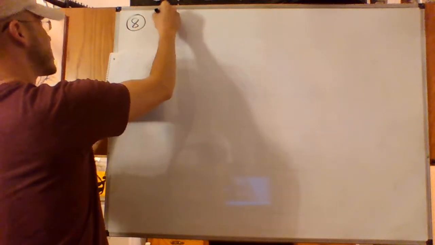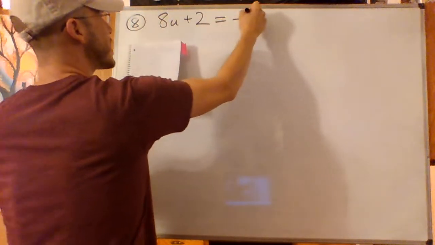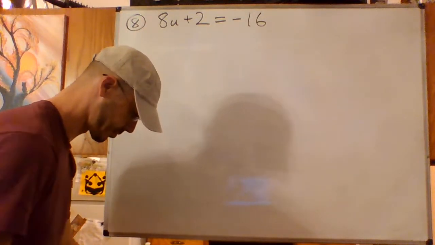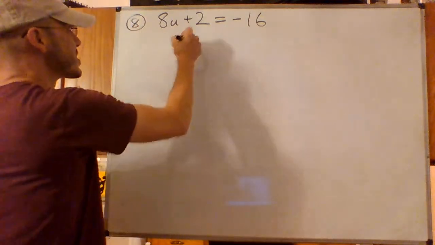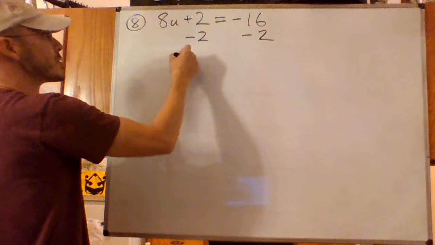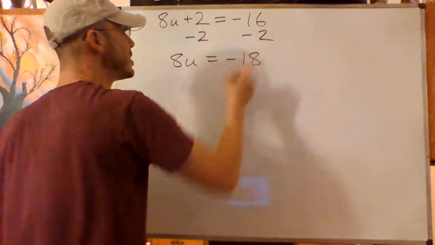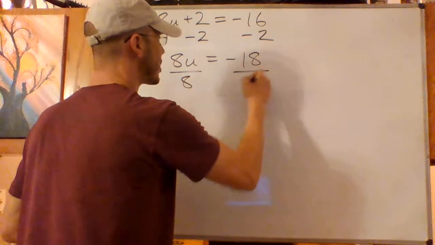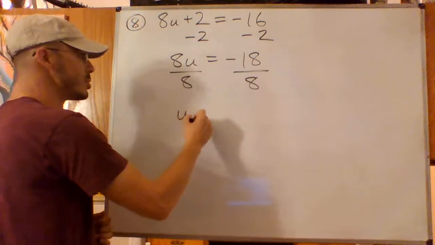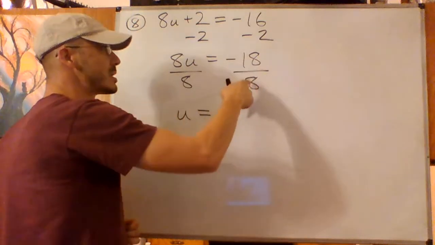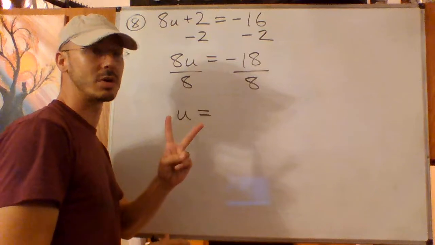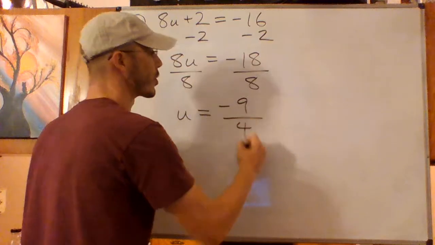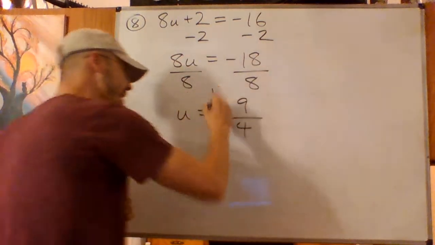Number 8 says 8u plus 2 equals negative 16. That's where we start, by subtracting 2. So 8u equals negative 18. And then divide by 8. So u equals... 18 and 8 have a common factor of 2. I don't know if that's the only common factor, but it's negative 9/4 if I cancel that factor of 2. That's the solution.